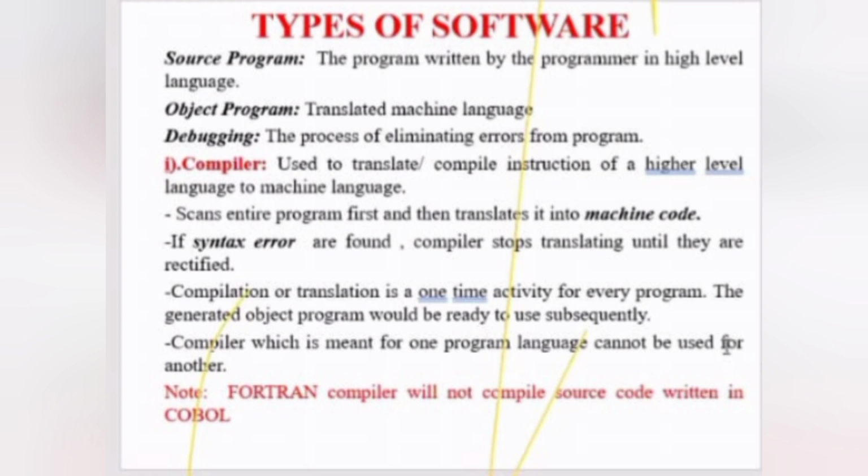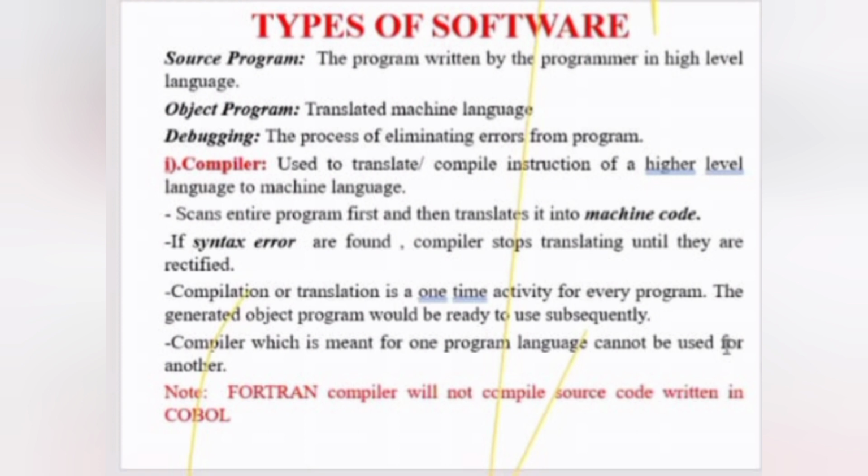The source program means the one written by the programmer in a high level language, and the object program is the translated machine language. Then again we have debugging, the process of eliminating errors from a program. Eliminating the errors is called debugging, nothing but removing the errors from the input you have received.